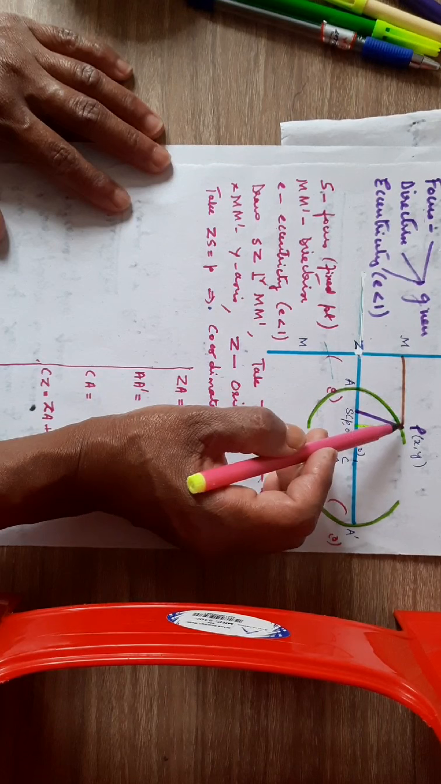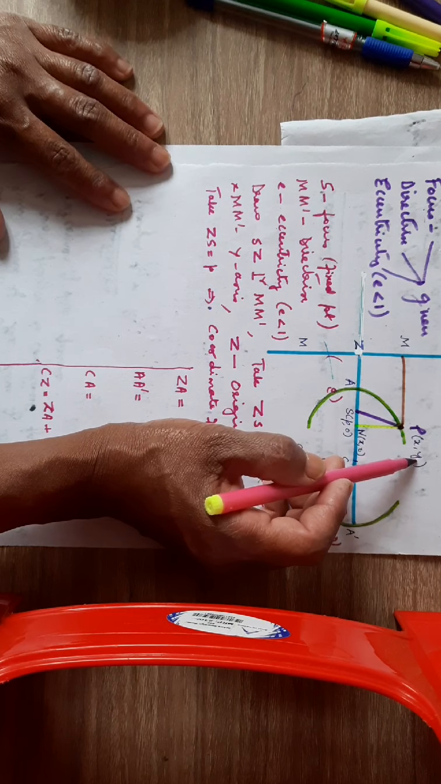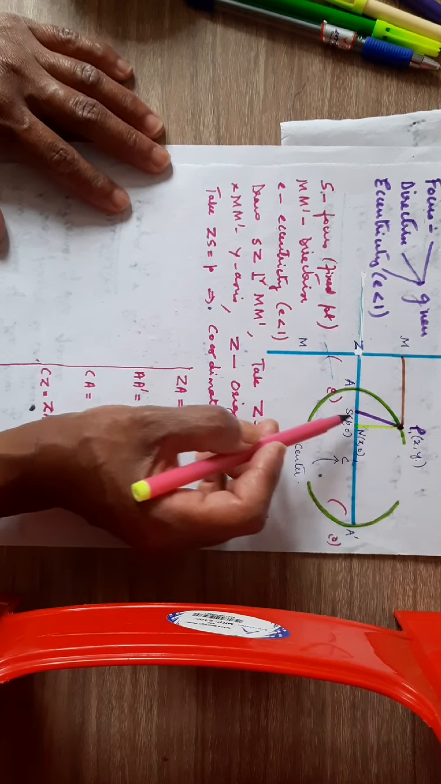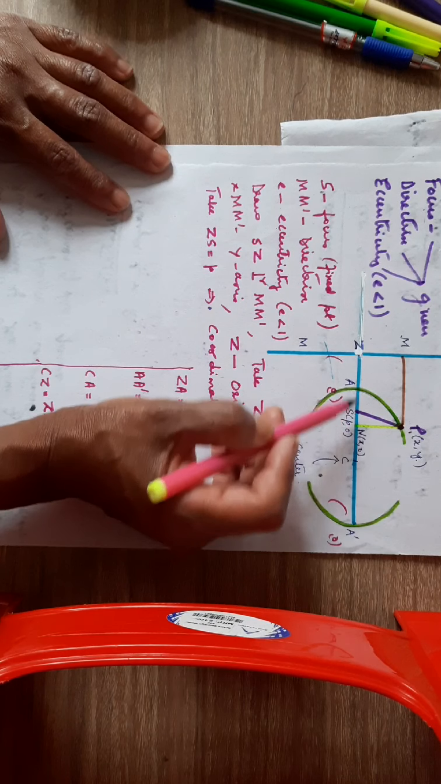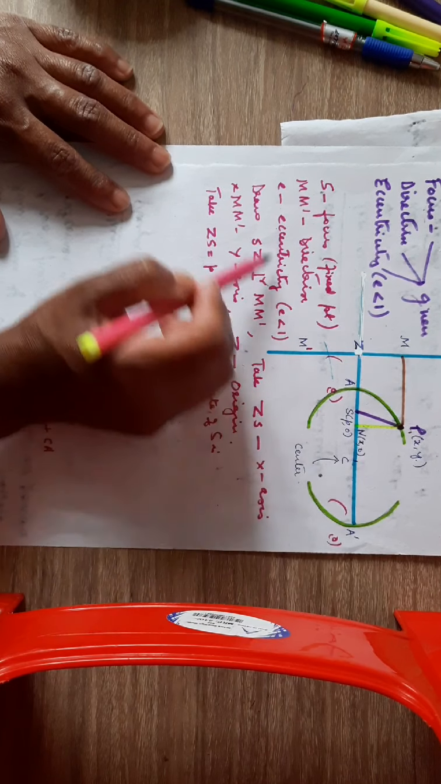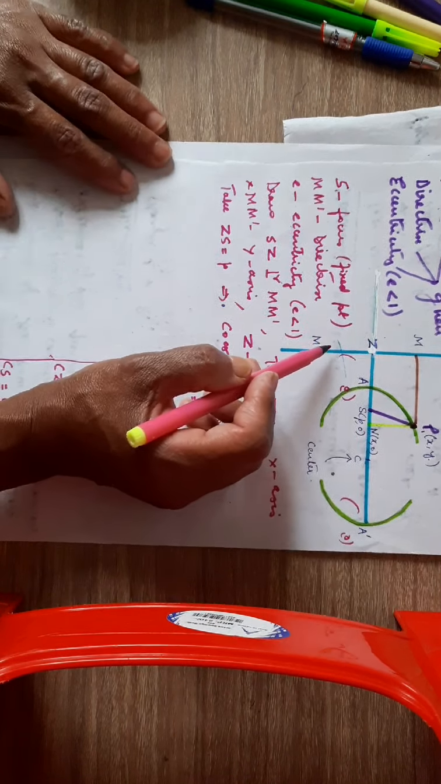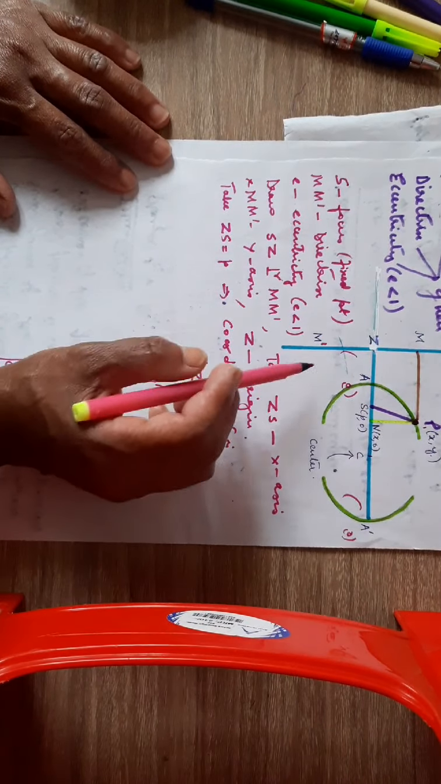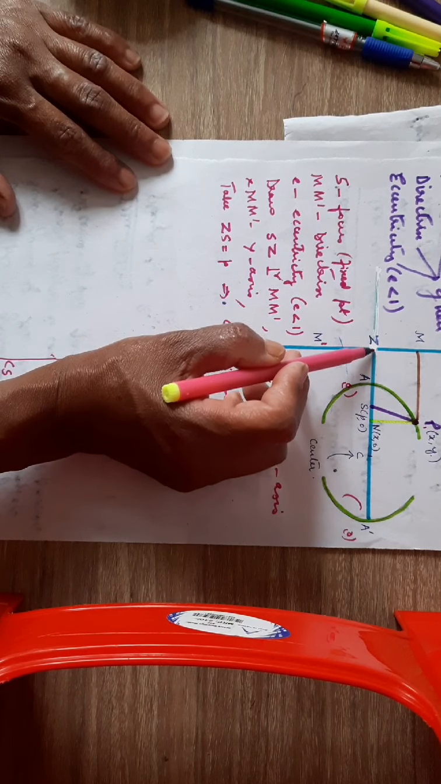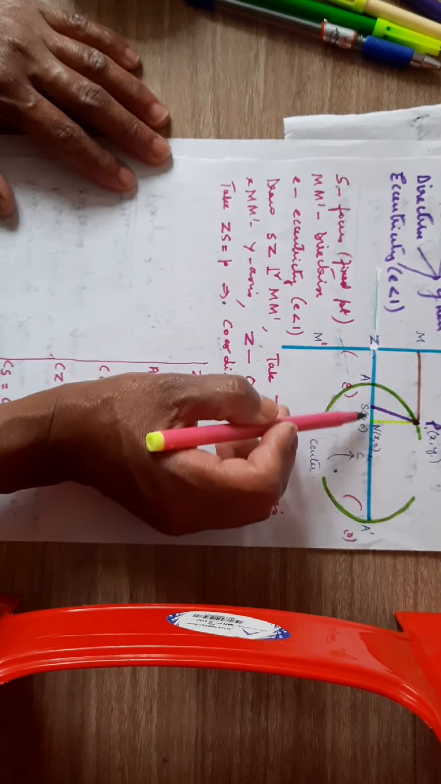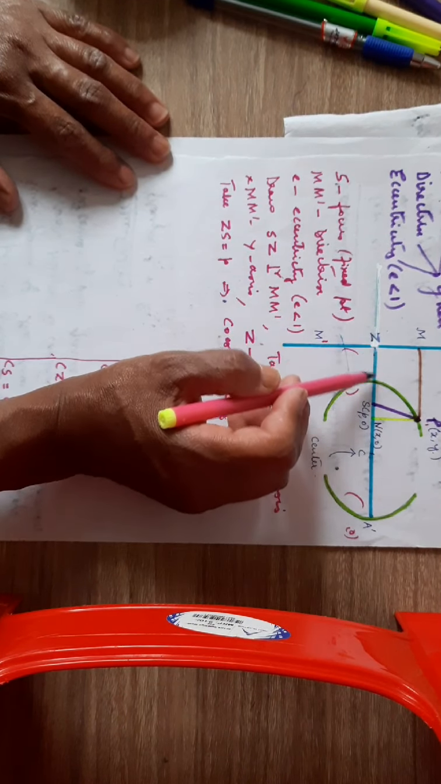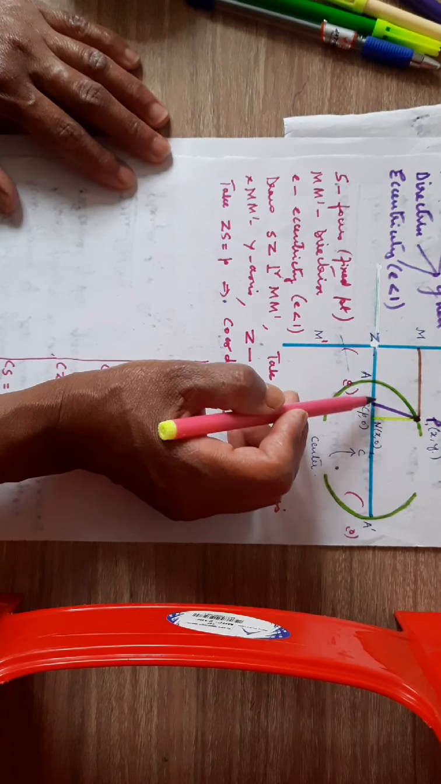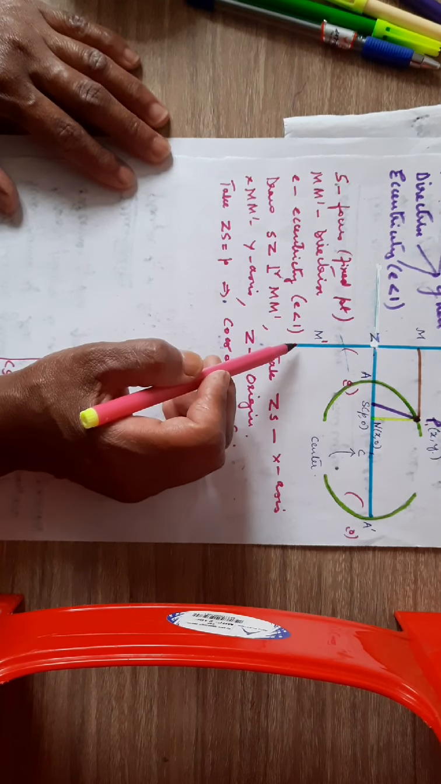So you draw this figure, take a point P here whose coordinate is (x, y). This is a moving point. And take S to be the focus and MM prime here to be the fixed straight line or the directrix. Now we consider e, the eccentricity, less than 1 for the case of ellipse. Now let us draw SZ perpendicular to MM prime.